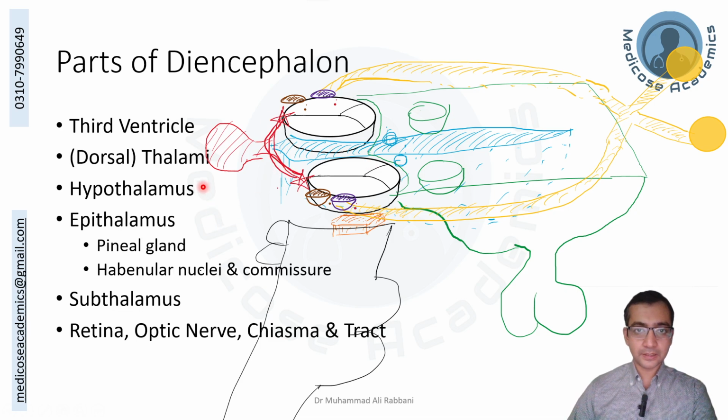To summarize, third ventricle, main thalamus also known as dorsal thalamus, hypothalamus, subthalamus, epithalamus consisting of pineal gland, habenular nuclei and commissure, and optic nerve, retina, chiasm, tract. So all of these structures are part of the encephalon.